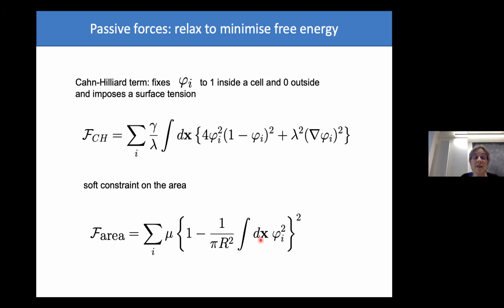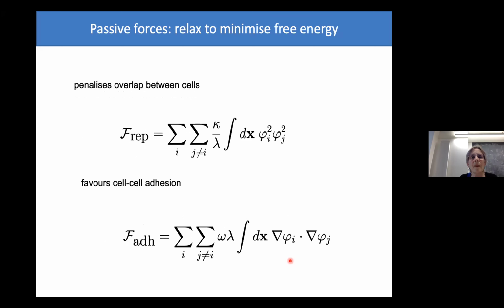Then these cells have a certain size, and so we put on a Lagrange multiplier, which provides a constraint on the area, and it's a soft constraint on the area. And so we're doing a system which is compressible. Then you're guessing to some extent, but it makes sense that the cells don't want to sit on top of each other. And so one puts in some sort of repulsive interaction. And this repulsive interaction says that we don't want the phi's to be 1 in the same place. And so it stops the cells overlapping.